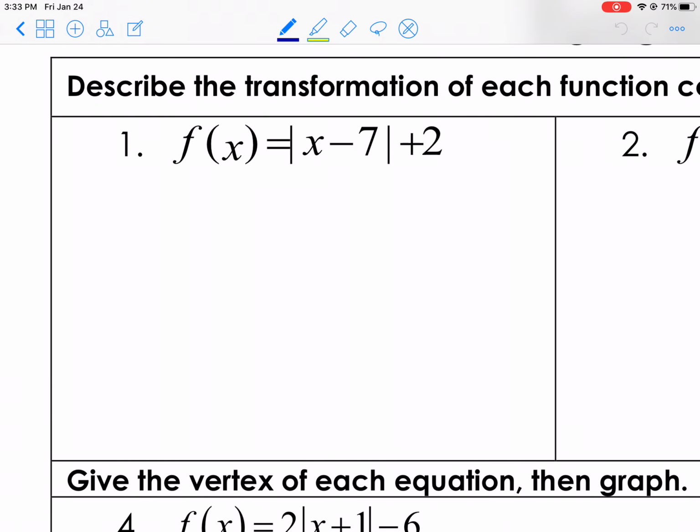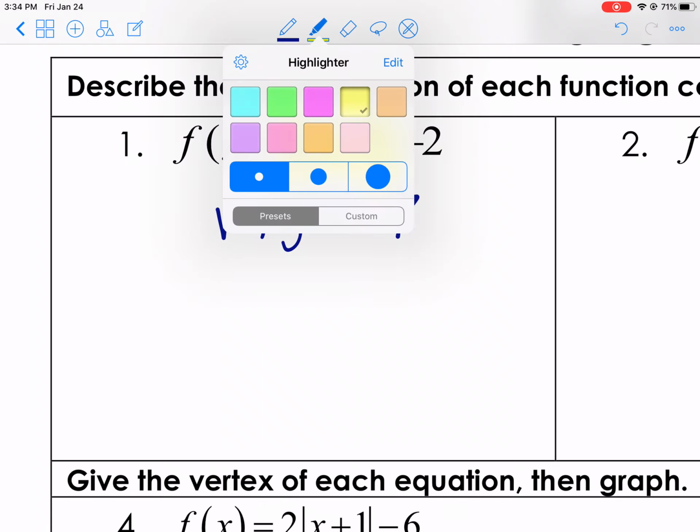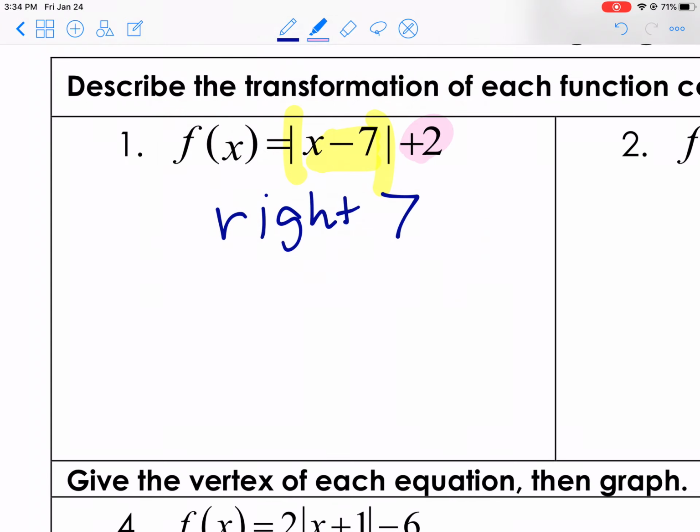So they want us to describe these transformations. What we have here is an absolute value function, and inside of the function, we're subtracting 7. That's telling us to go right 7. Outside of the function, we have plus 2. That's telling us to go up 2.